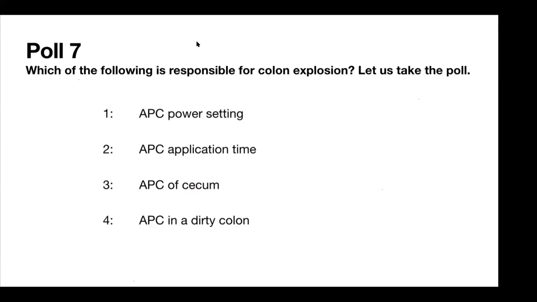So let's talk about the last one. Which of the following is responsible for colon explosion? Is it the APC power setting? Is it the amount of time you put your foot on the pedal, application time? Is it the APC of the cecum or APC in a dirty colon?